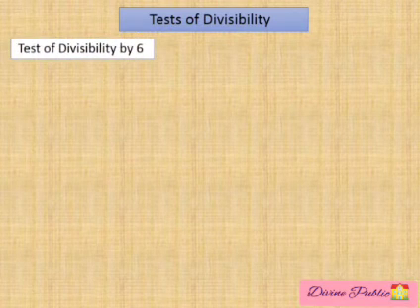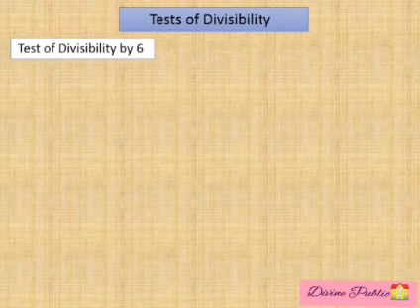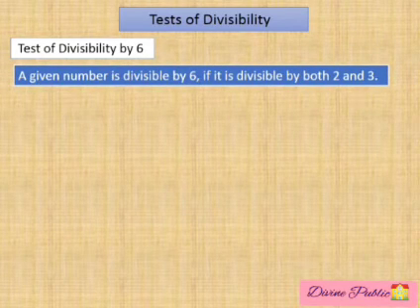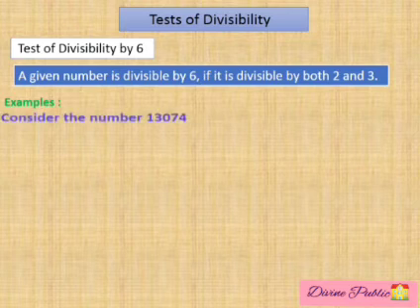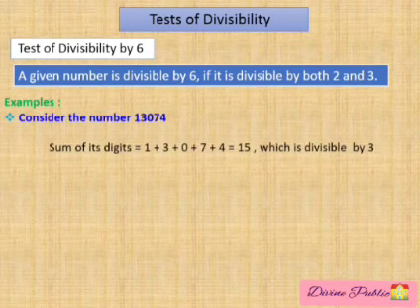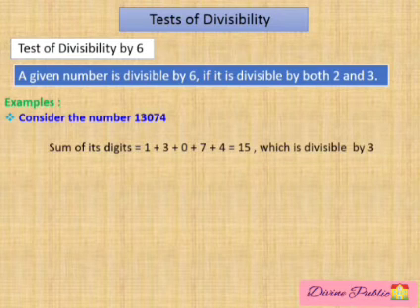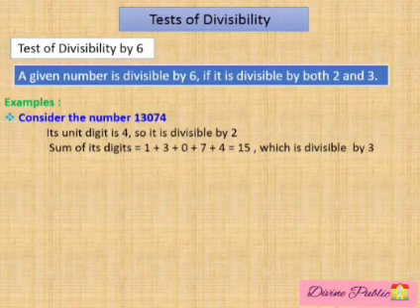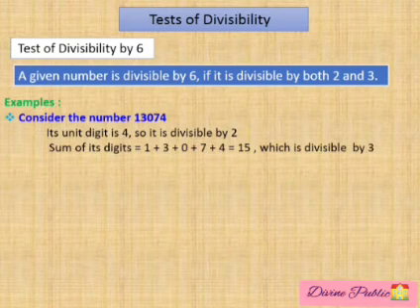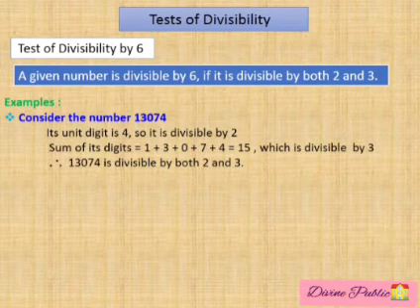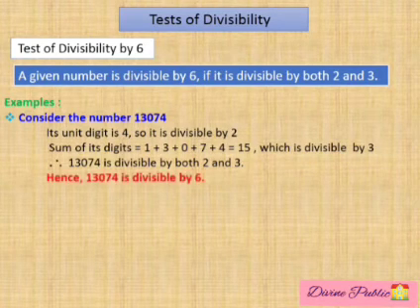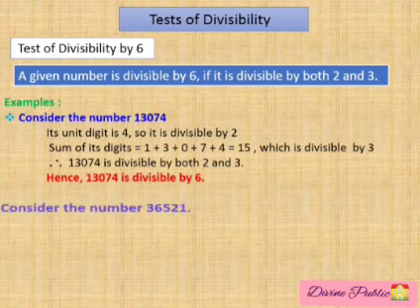Test of divisibility by 6. A given number is divisible by 6 if it is divisible by both 2 and 3. For example, consider the number 13,074. Sum of its digits equals 15, which is divisible by 3, and its unit digit is 4, so it is also divisible by 2. Therefore, 13,074 is divisible by both 2 and 3. Hence, 13,074 is divisible by 6 also.